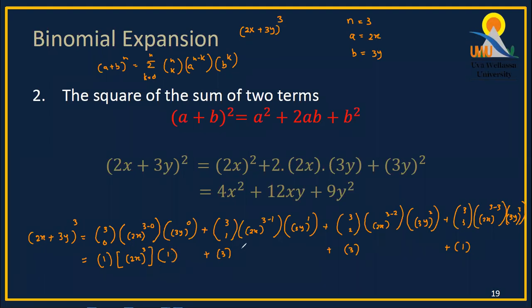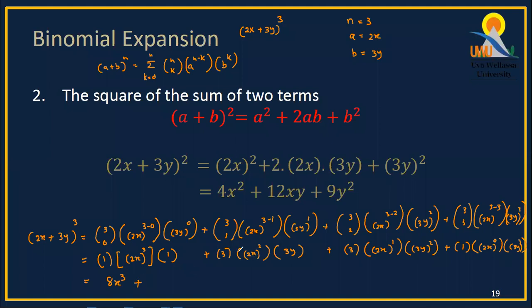Then we come to 2x to the power 3 minus 1, which is 2. Then the value is 3y here. Next, 2x to the power 3 minus 2 is 1. Then we have 3y squared. Then 2x to the power 0, and 3y cubed. Therefore, 1 times 1 is 1. 2x to the power 3 is 2 to the power 3 times x to the power 3. Therefore, we get 8x cubed here, then plus.